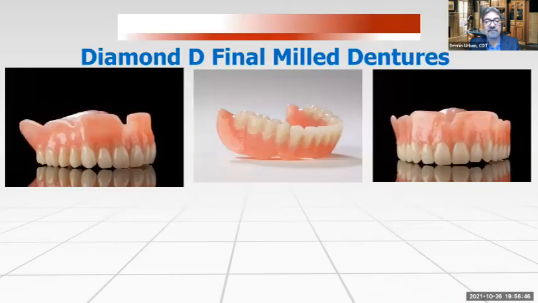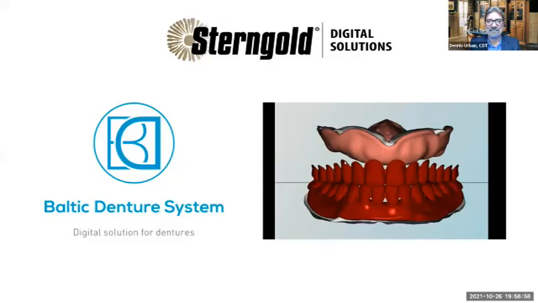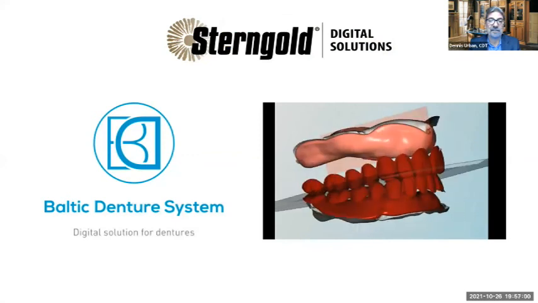I think I have some photos here. Yeah. So this is the final. This is a scanned impression and a milled denture utilizing Vita teeth on here. So this came out beautiful. This was one of my first full upper and full lower digital dentures that I made. Pretty cool. And then we have Sterngold. It's a Baltic denture system.